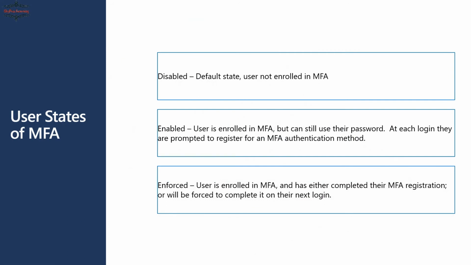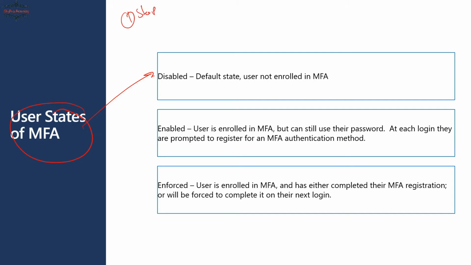What are the ways to implement multi-factor authentication? Okay, what are the user states? When we are talking about MFA, there are certain user states. The user state can be disabled, which is the default, so the user will not be enrolled for the MFA service. You will not be able to be added as an MFA user. Whenever we want to enable a user for MFA, we have to explicitly enable it. It is a two-step activity.